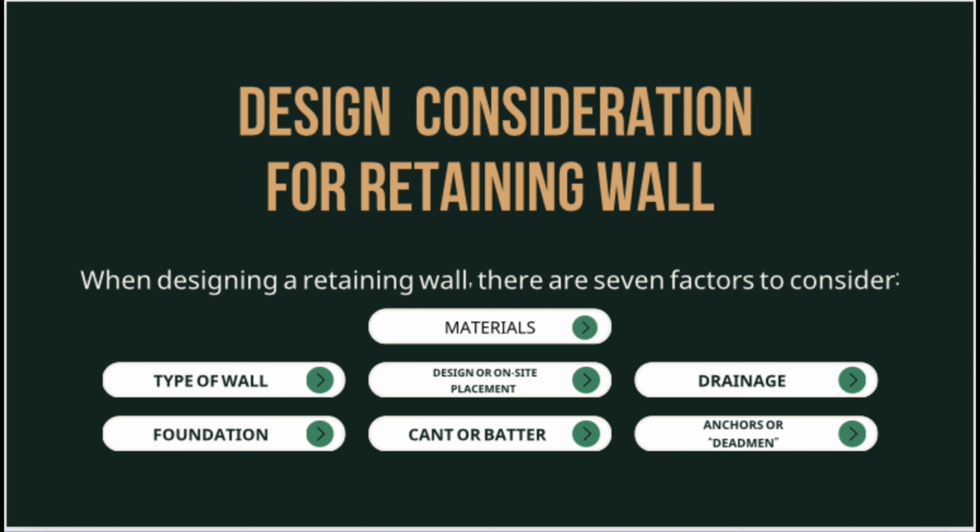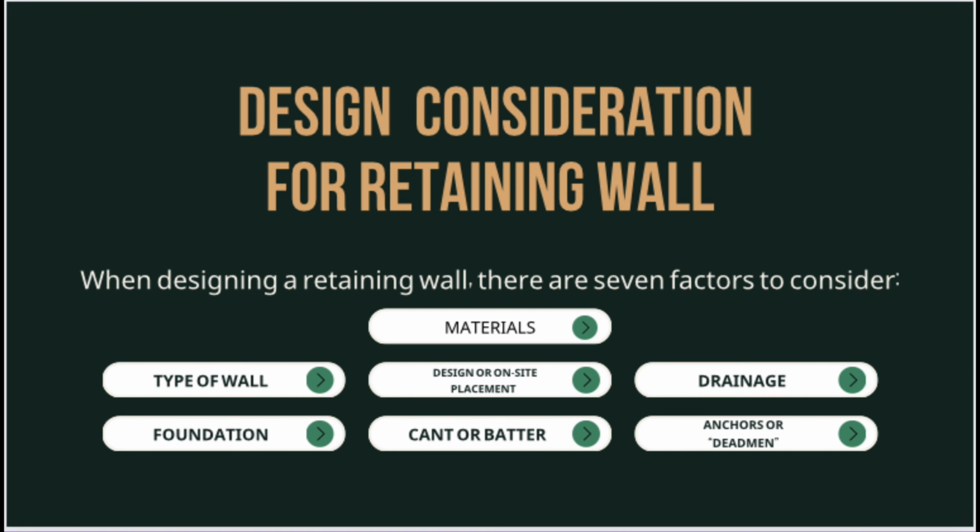So move on. Let's go to the design considerations for retaining wall. When designing a retaining wall, there are 7 factors to consider. First is the materials. The materials to be used here, guys, should be durable because they resist soil pressure. When choosing the material, select the type best suited for the required result, materials that are long lasting.